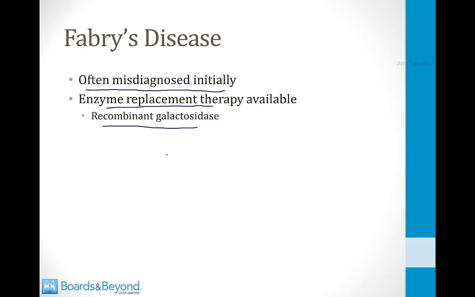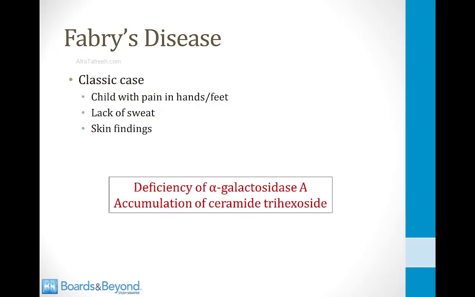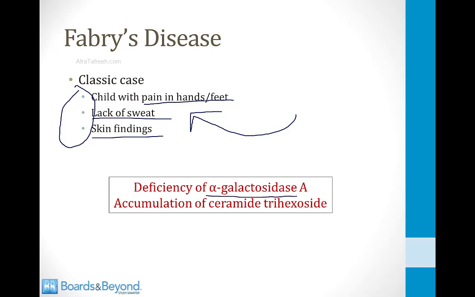It's less clear whether it reduces the long-term mortality from things like heart failure and kidney failure and stroke. So the classic case of Fabry's disease to know for your boards is a child or maybe a young adult with pain in the hands and feet, a lack of sweat, and those skin rash findings I showed you 2 slides ago. This is a very unusual constellation of symptoms. You shouldn't confuse this with any other lysosomal storage disease. Only Fabry's disease looks like this. And it's caused by a deficiency of alpha galactosidase A and accumulation of ceramide trihexoside.